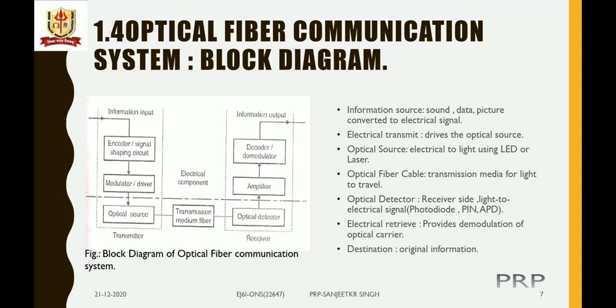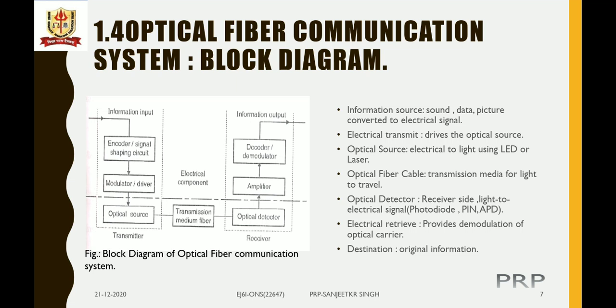Next is the optical fiber communication system. The block diagram, this is of 4 marks, repeatedly asked in the board's paper. The block diagram of 2 marks and its explanation of 2 marks. So in the block diagram, we see the transmitter side and the receiver side, and in between is the transmission medium, that is the optical fiber cable.